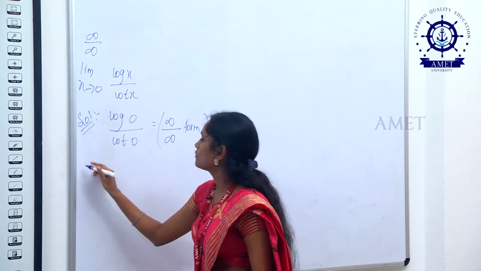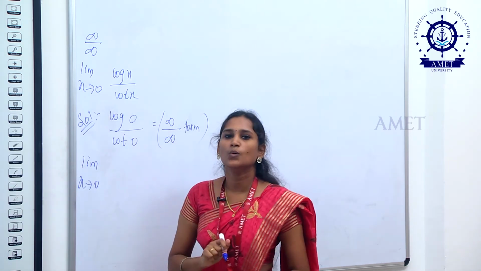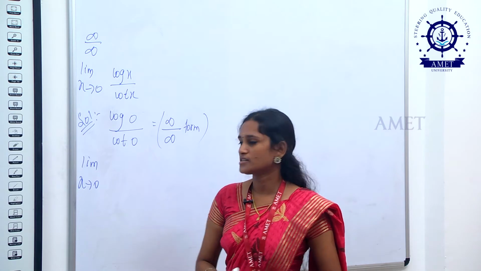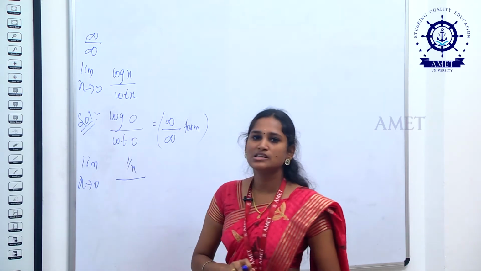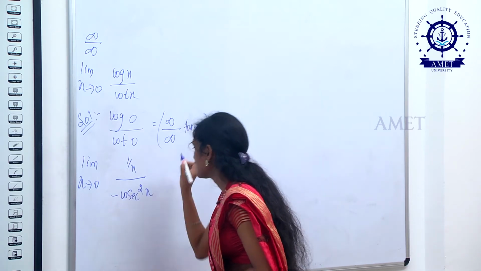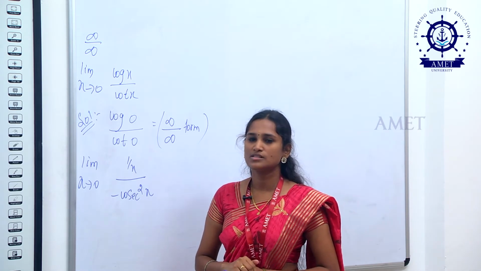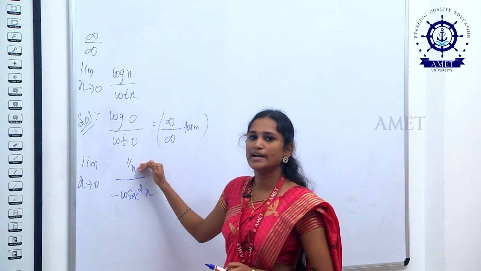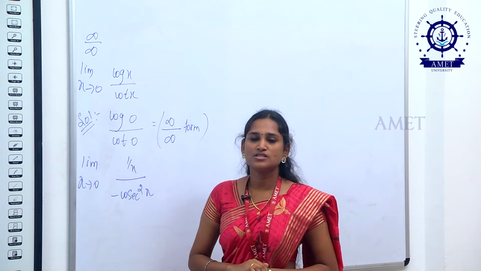So the L'Hospital rule is: limit x tends to 0, differentiate the numerator term. The differentiation of log x is 1 by x, divided by the differentiation of cot x, which is minus cosecant squared x. So this is the L'Hospital rule: the numerator term is differentiated separately and the denominator term is differentiated separately. After differentiation, what?